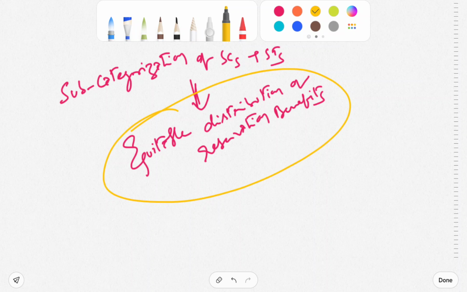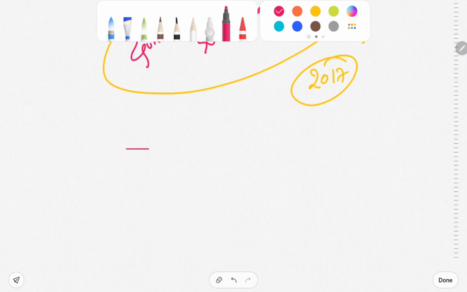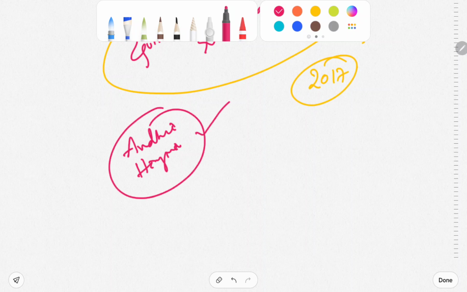Why is this necessary? And what are the broader implications? Let's break it down. To understand this, you should have an idea of what exactly happened in 2017. Subcategorization is not a completely new idea. States like Andhra Pradesh and Haryana have already experimented with it.